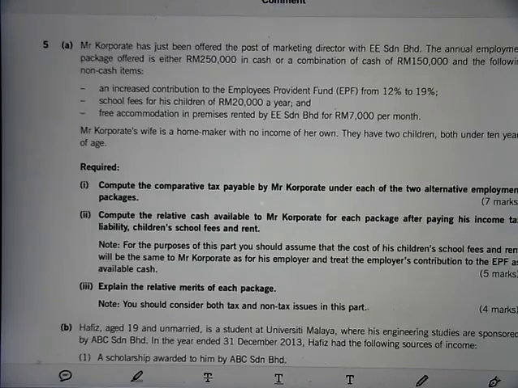An increased contribution of EPF from 12% to 19%, school fees for children 20,000, free accommodation in premises rented by EE Sdn Bhd for 7,000 per month. Mr. Corporate's wife is a homemaker with no income. They too have two children under 10 years of age.